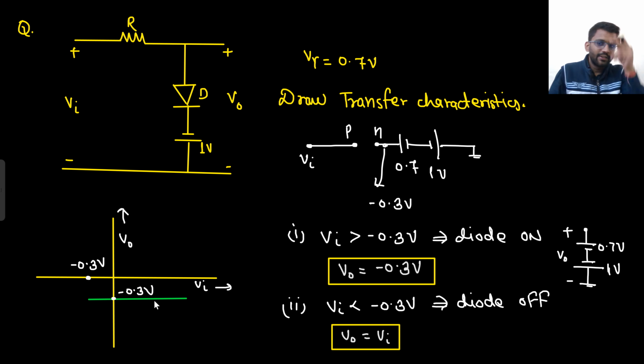Are you getting my point? If diode is on, that will be replaced with the battery of 0.7 volt. So minus 1 plus 0.7, that means minus 0.3 volt. And for V in less than minus 0.3 volt, diode will be off. So V out will simply be equal to V in. Well and good.